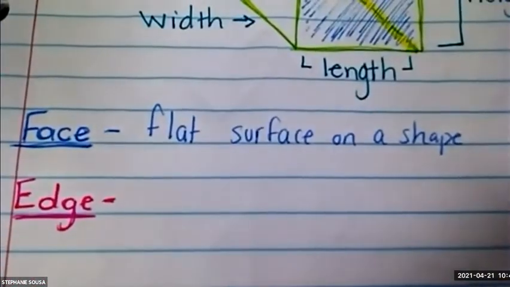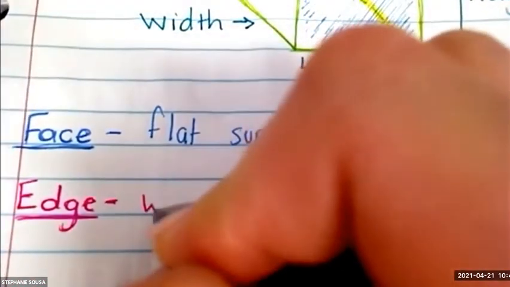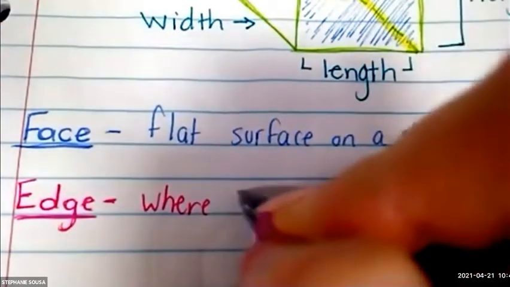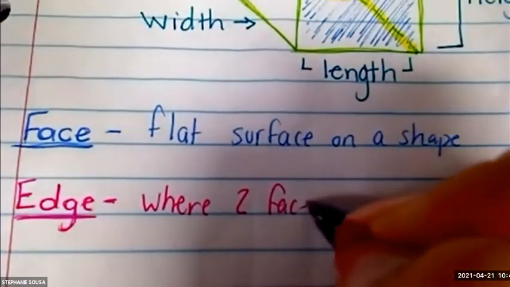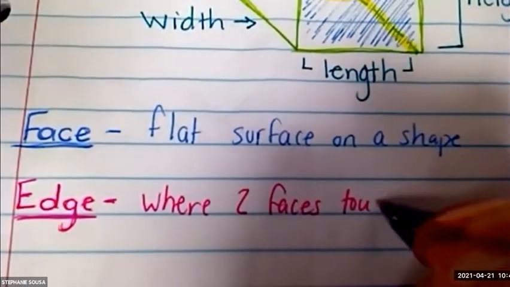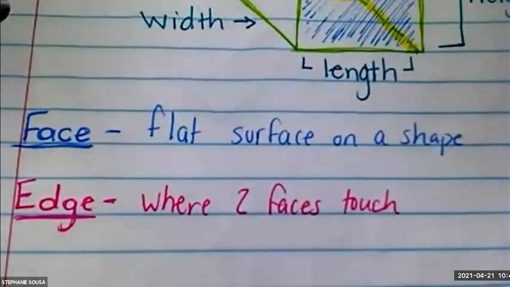An edge is where 2 faces touch. An edge can be found where 2 faces touch. Make sure you are writing this down in your notebook. I'm seeing a lot of friends just sitting and staring. We are writing this down in our notebook.